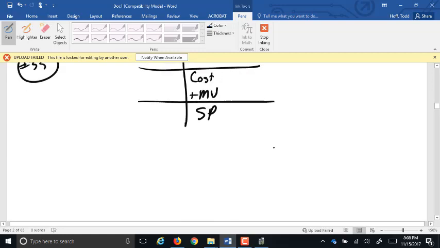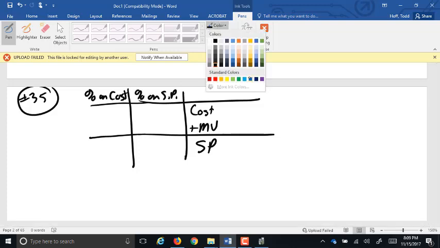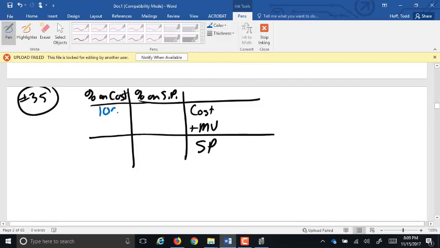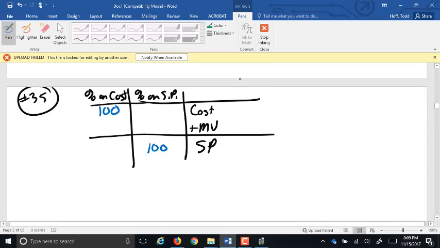Now for 35, we're using the same table, only we're working on the percent side for both of them. This is percent on cost and percent on selling price. So when it's percent on cost, 100% goes in the cost. When it's percent on selling price, 100% goes in the selling price, right? We're given a 50% markup on what? Selling price or cost? On selling price. So that goes in the selling price column.